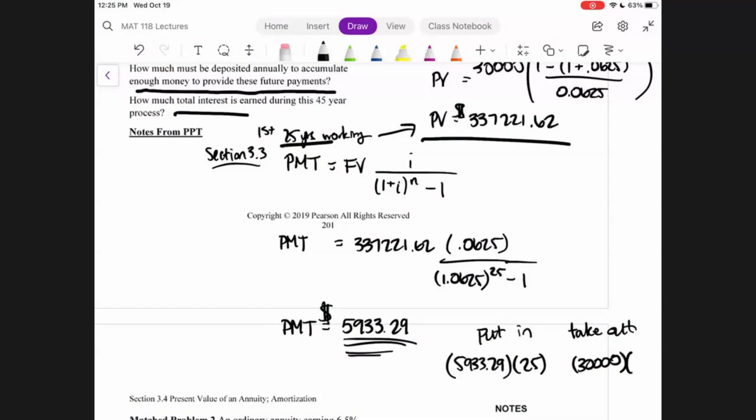30,000. So the thing is, to calculate the interest, how much did you actually put into the account, and then how much are you taking out? The difference between those two numbers will be the interest you earn. Usually in these, you're always going to be taking out more than you put in, because you're earning interest.